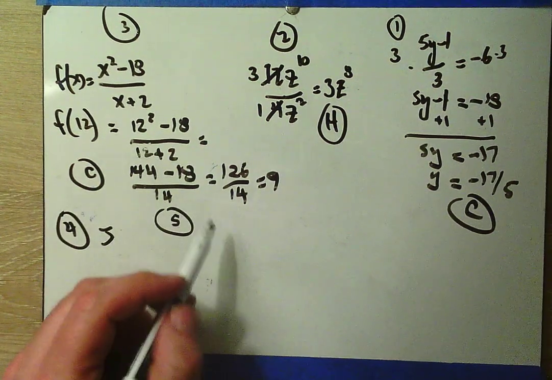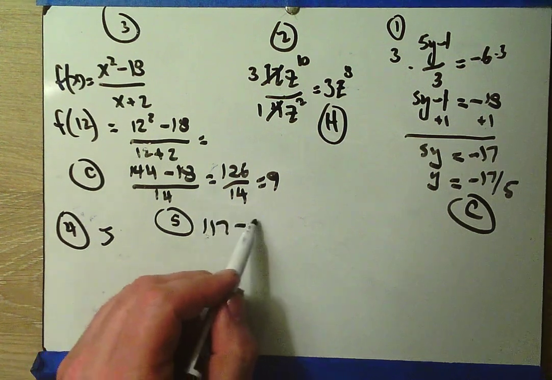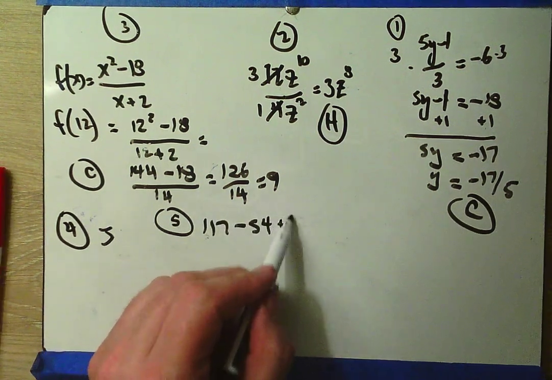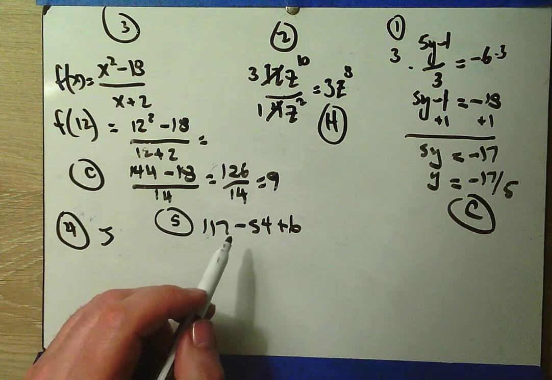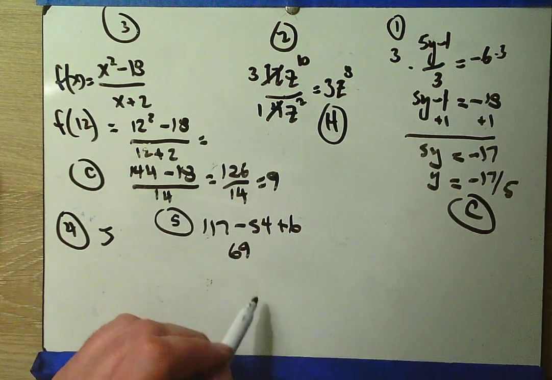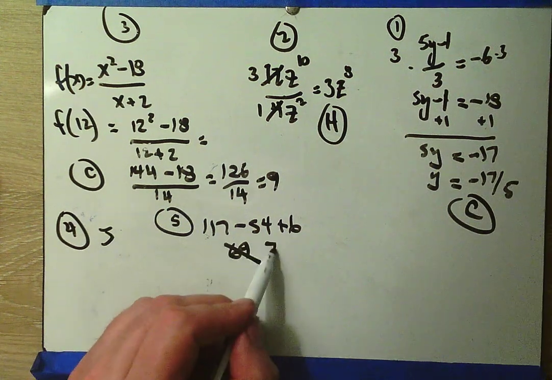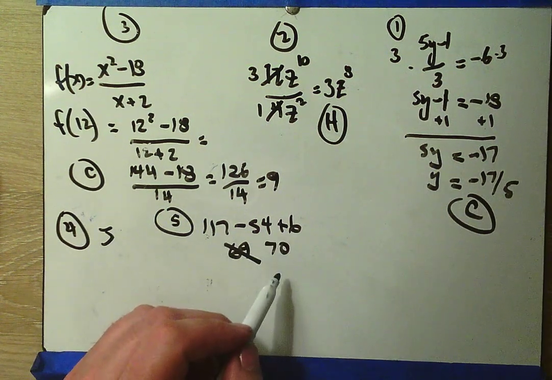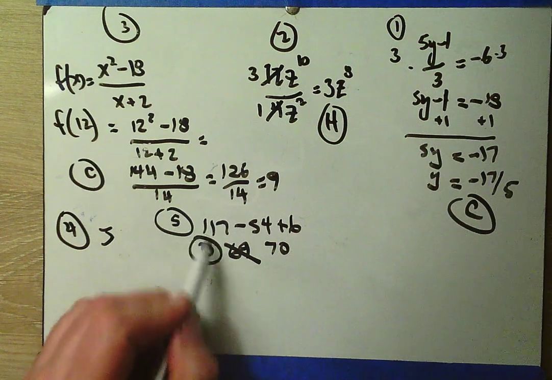5 says, what is the value of 117 minus 54 plus 6 rounded to the nearest 10? Well, when I do the arithmetic, I get 69, and if I round that to the nearest 10, that's going to be 70. So this is D for number 5.